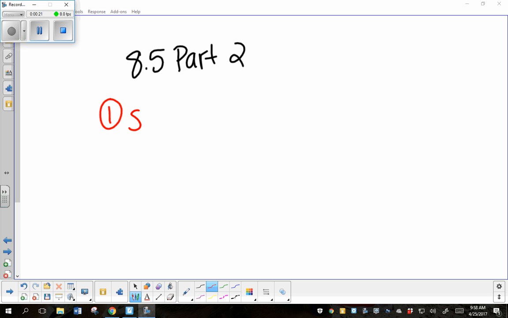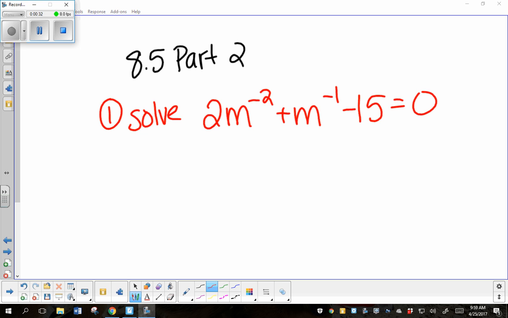We're solving for m: 2m to the negative 2 plus m to the negative 1 minus 15 equals 0. The thing that makes this a little newer from yesterday is that we have some negatives in our exponents now. But we're going to do the same thing where we have to pick out a u and then try and solve it. So think about what you might make u equal in this one.